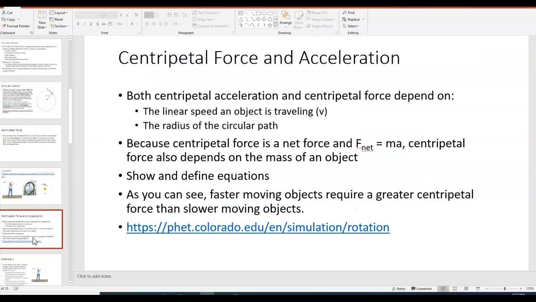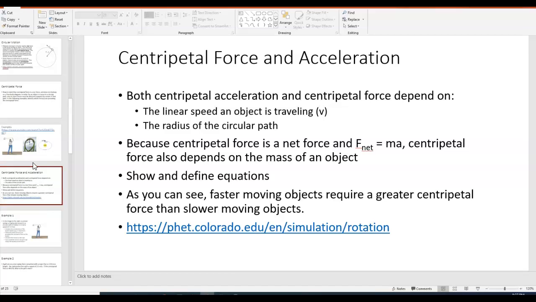Now, really quickly, we're going to do some calculations. There's two equations you need to know about. Remember that centripetal force is a net force, and anytime you have a net force, it's equal to mass times acceleration. In circular motion, we don't call it net force anymore. We call it Fc for centripetal force. And instead of calling it a, we call it ac for centripetal acceleration. So these two equations basically represent the exact same thing, Newton's second law, F net equals ma, except the second one is for circular motion.